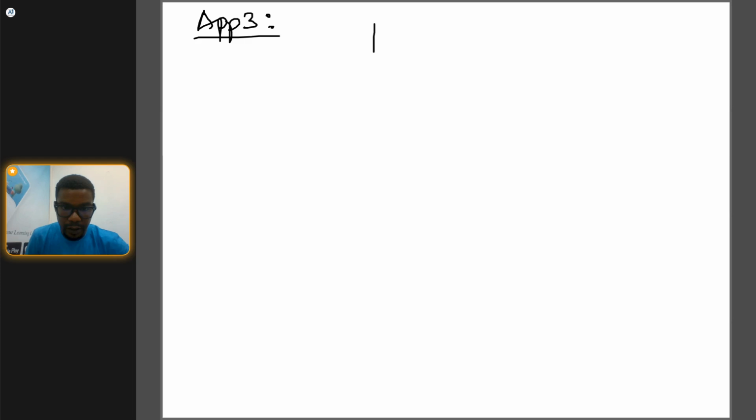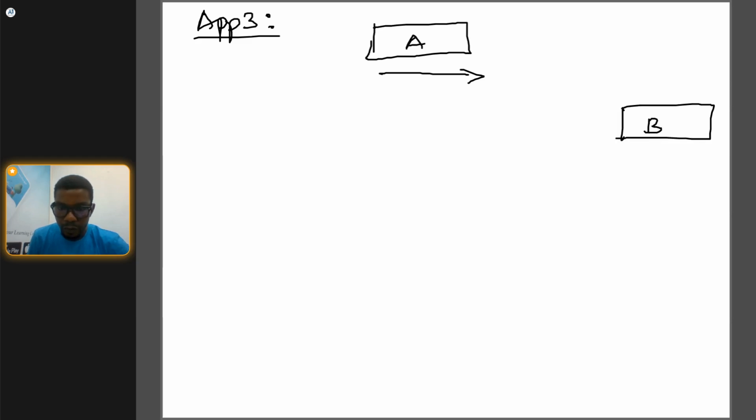This is car A moving in this direction, then another car B moving in this direction. Car A is moving at 25 meter per second, and car B is moving at 15 meter per second. The question is, what is the relative velocity?